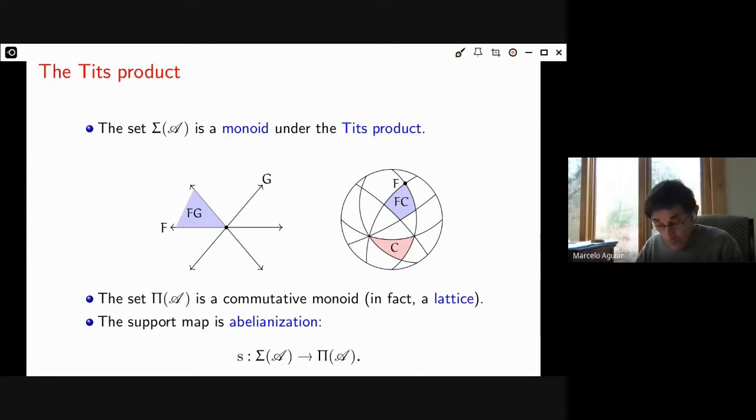So what is it I'm trying to do? I'm trying to convince you that on the set of faces of any arrangement, there is an operation that is associative and has a unit. So I can multiply 2 faces, get a 3rd face, and I can do that in a manner that is associative and unital. So what do I do?